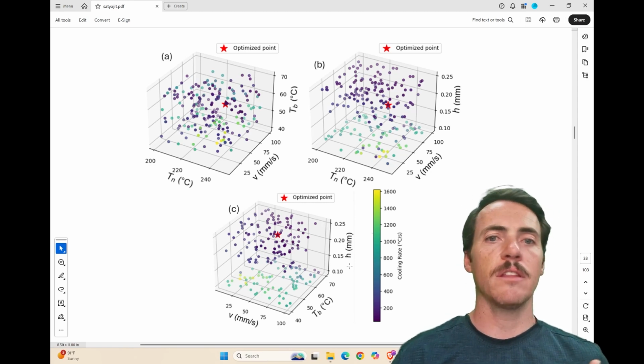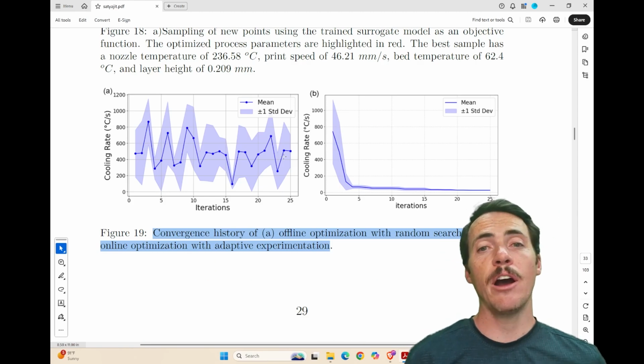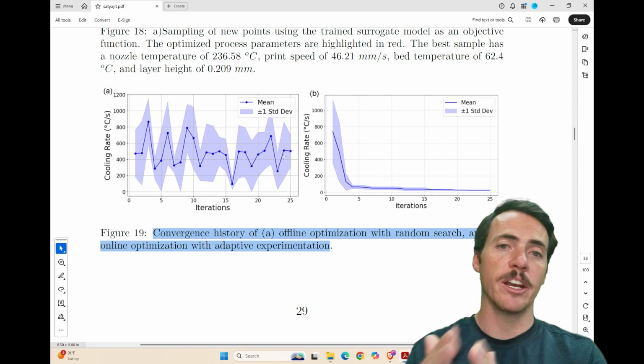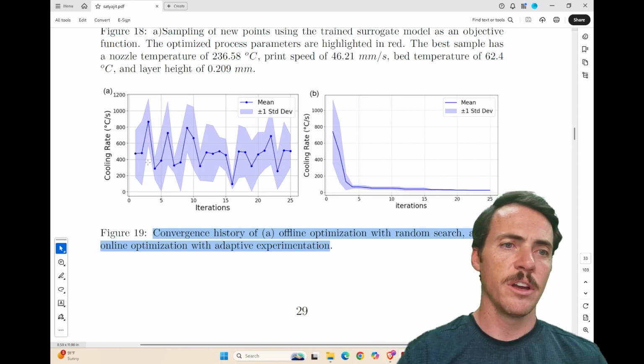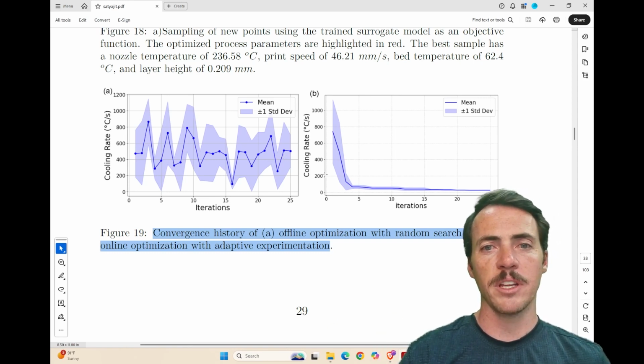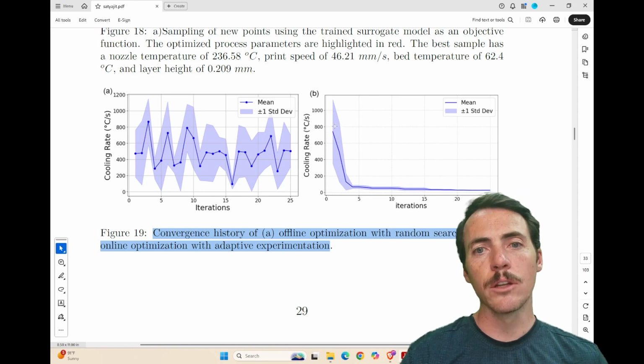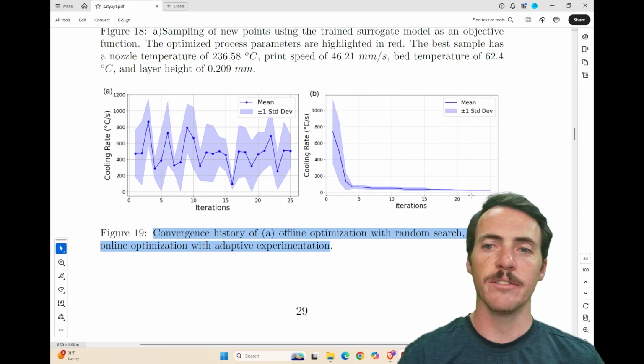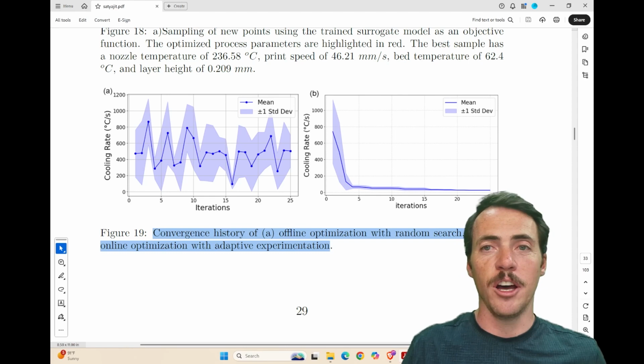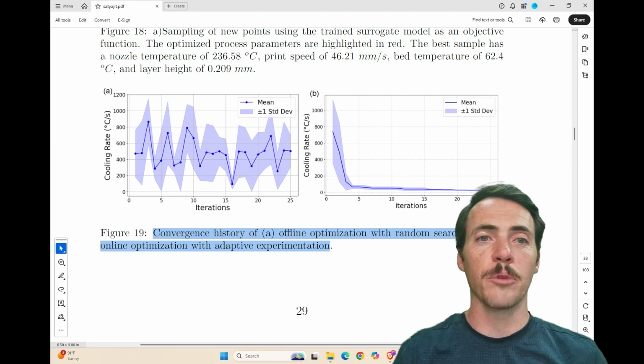Ultimately, using this approach, they can explore a large design space where they're looking over the different height, the speed, the nozzle temperature, and then compare how it would do with random search. If you were just trying randomly to get the right settings, it shows you the cooling rate, how it's sort of all over the place. But here, they're actually able to learn how to predict the cooling rate very effectively with this approach, using low-cost simulation data of your thermal properties.